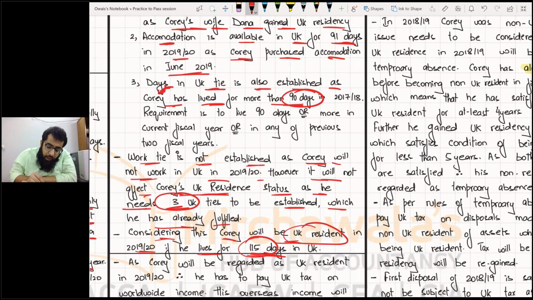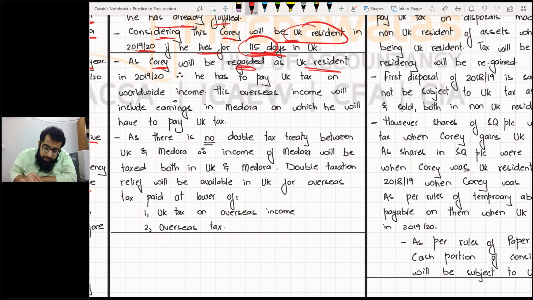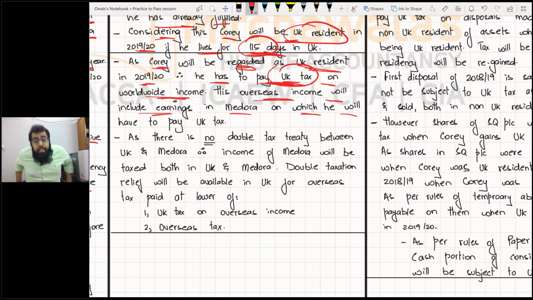As Corey will be regarded as UK resident in 1920, therefore he has to pay UK tax on worldwide income. His overseas income will include earnings in Medora, on which he will have to pay UK tax. If you become UK resident, you have to pay UK tax on your worldwide income. You all know, if you become UK resident, you have to pay tax on your worldwide income.